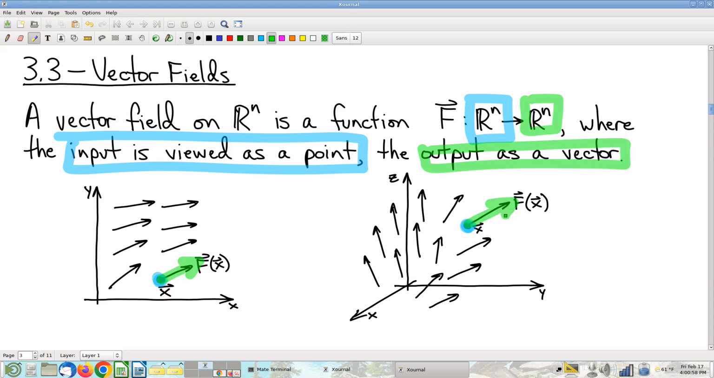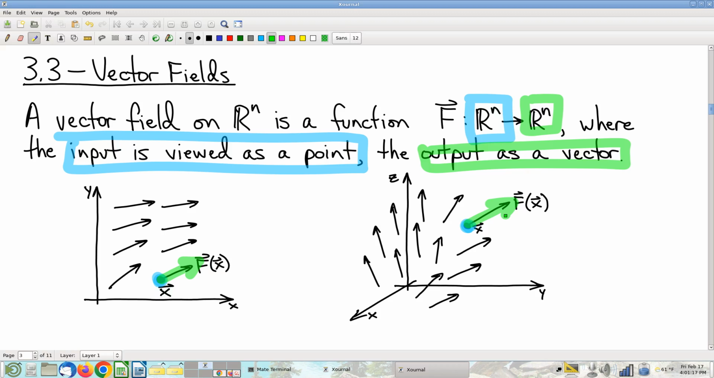All right, so when we say vector field, we mean a function of this description, but specifically we mean that we're going to view it in this way, where we think of the input as a point, we think of the output as being what we call a field vector that, in some sense, I think of as happening at that point.